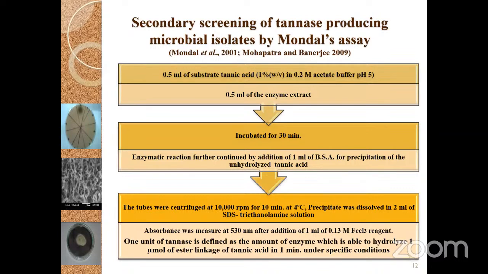Again, this tube was centrifuged at 10,000 RPM for 10 minutes at 4 degrees Celsius, and the precipitate was dissolved in 2 ml of SDS triethanolamine solution. The absorbance was measured at 530 nanometers after the addition of 1 ml of 0.13 molar FeCl3 reagent. After carrying out this secondary screening, the tannase unit was defined. So 1 unit of tannase is defined as the amount of enzyme which is able to hydrolyze 1 micromole of ester linkage of tannic acid in 1 minute under the specific conditions.